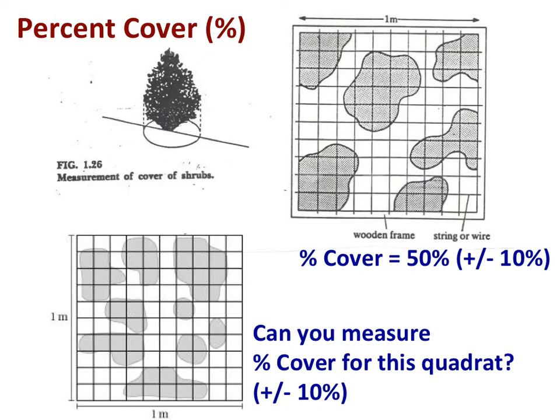Percent cover is the proportion of ground occupied or covered by the projection of aerial parts of plants, the parts that intercept light. You can see this well in this diagram. Now here is a 1 meter by 1 meter quadrat, and you can measure percent cover to be 50% plus or minus 10%. Now the instrument error is large, but this should not dissuade scientists from measuring in the first place.